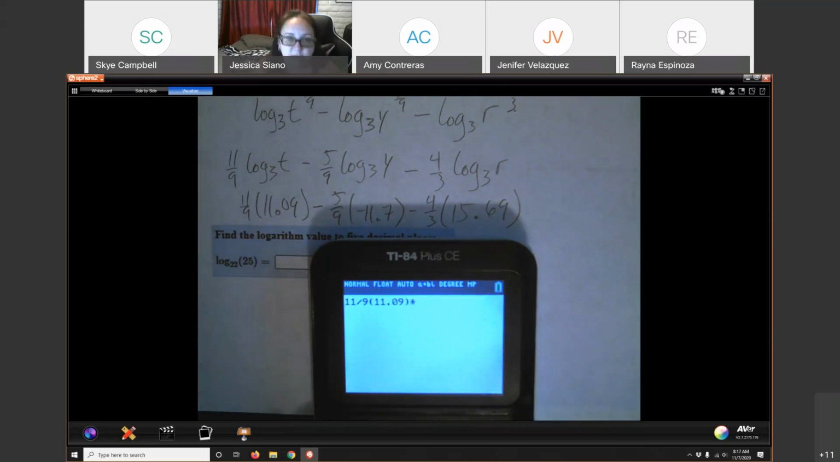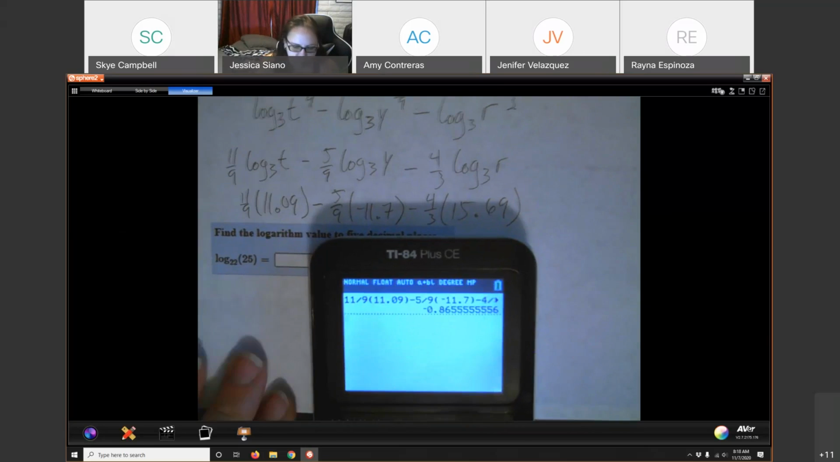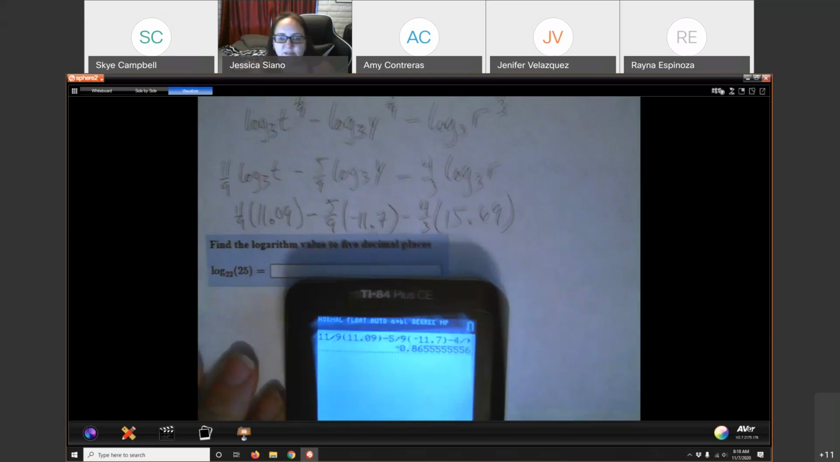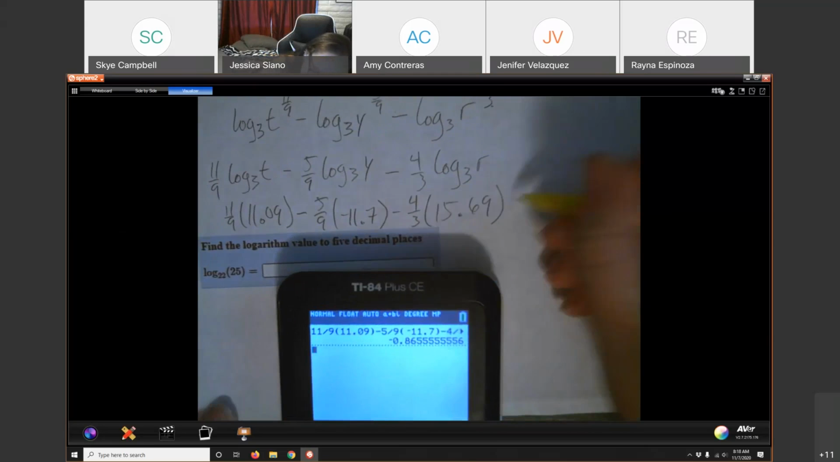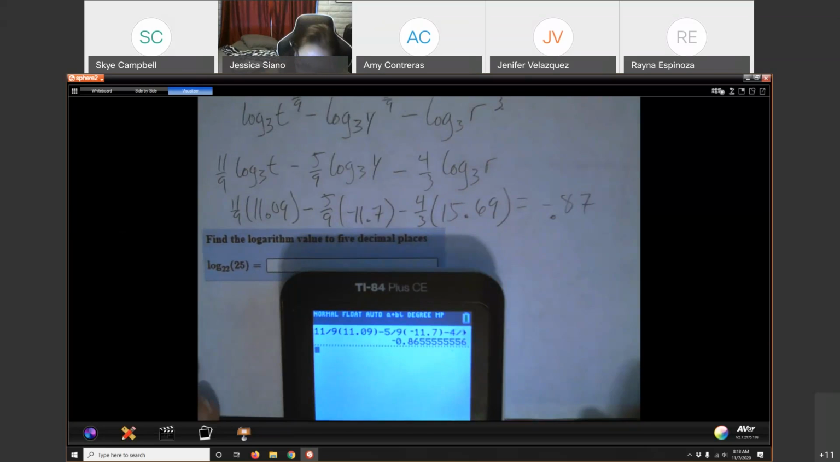minus 5/9 times negative 11.7 minus 4/3 times 15.69. No, they probably wanted 2 decimal points. So let's say negative 0.87. I only did that because I was curious.